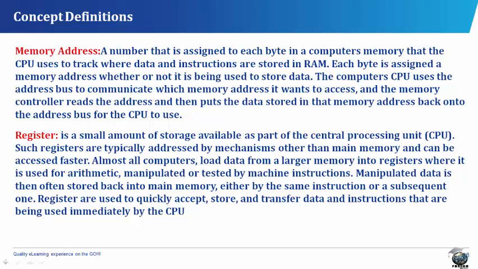Let's understand this way. The computer has its main memory, but sometimes it just wants to do a very fast calculation of 1 plus 1. Before it activates the main memory and gets to it to store things, it will take a long time. That is why it uses the register to store 1, the operand plus, and the other operand 1, and then it gets the result 2 very much faster. Manipulated data is then often stored back into memory, either by the same instruction or a subsequent one. Registers are used to quickly accept, store, and transfer data and instructions that are being used immediately by the CPU.